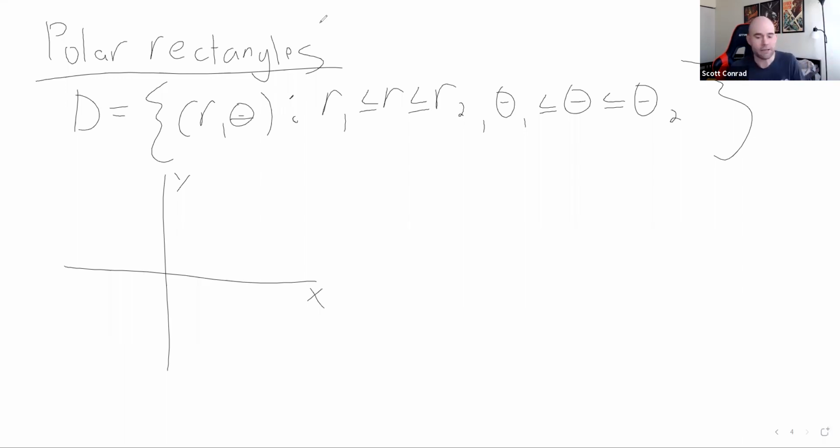So if I say r equals 1, the set of all points distance 1 from the origin, that's going to be a circle centered at the origin of radius 1, right? So r equals r1 is going to be the set of points. It's going to be this circle centered at the origin of radius r1.